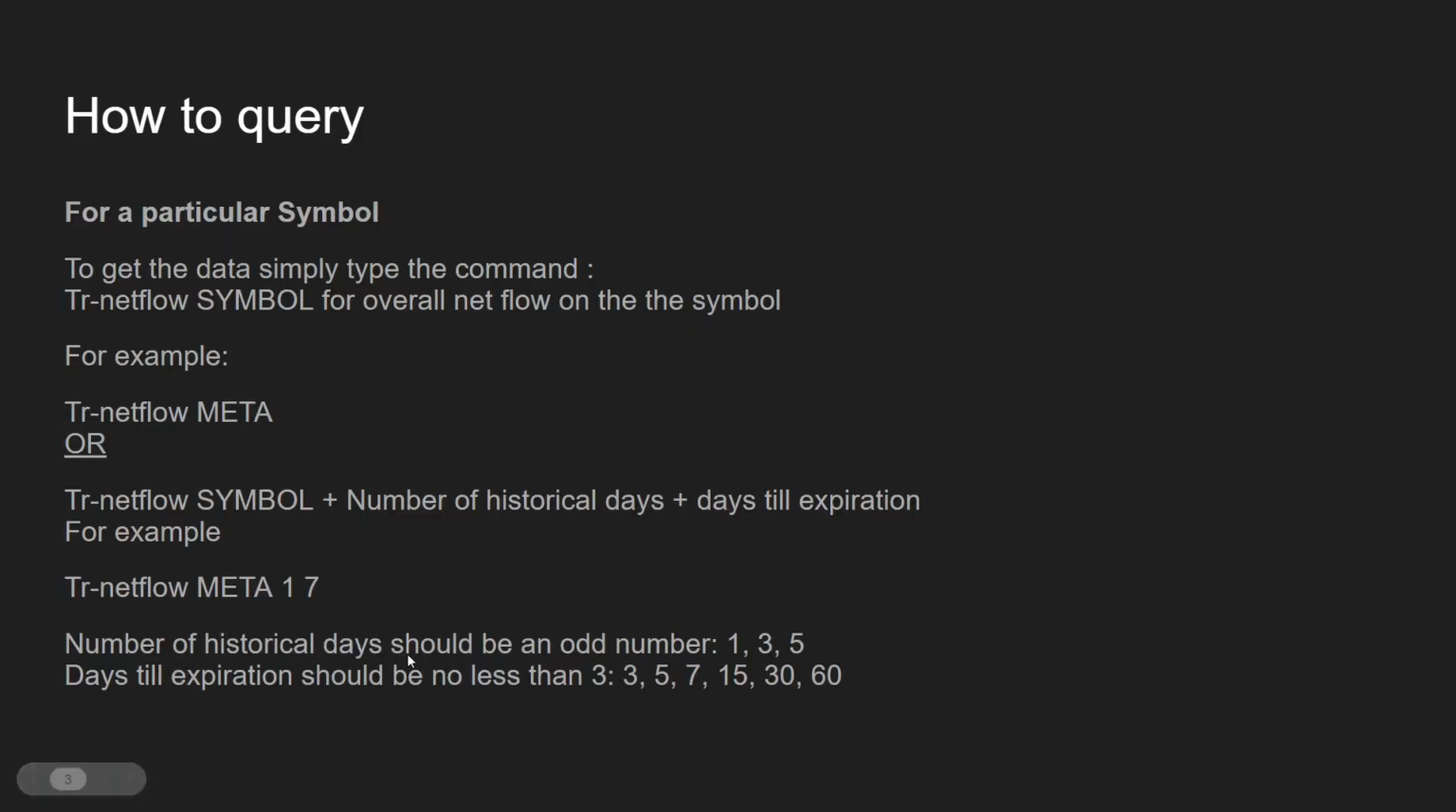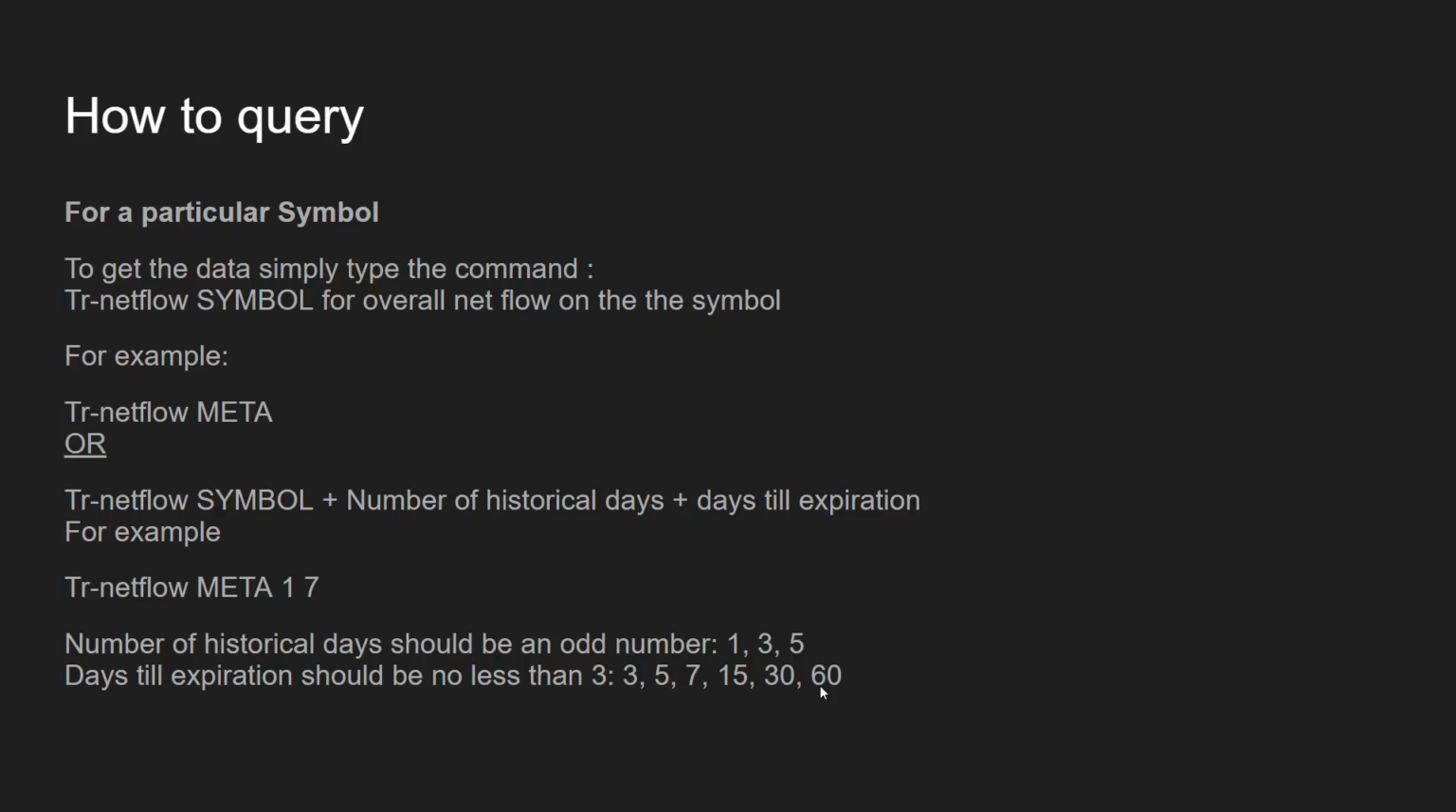The number of historical days should be an odd number: 1, 3, 5, which is the first number over here, right? Now the second number should be no less than 3, and it should also be an odd number: 3, 5, 7, 15. But then you can switch to a monthly, which is 30, or 2 months, which is 60, and so on.